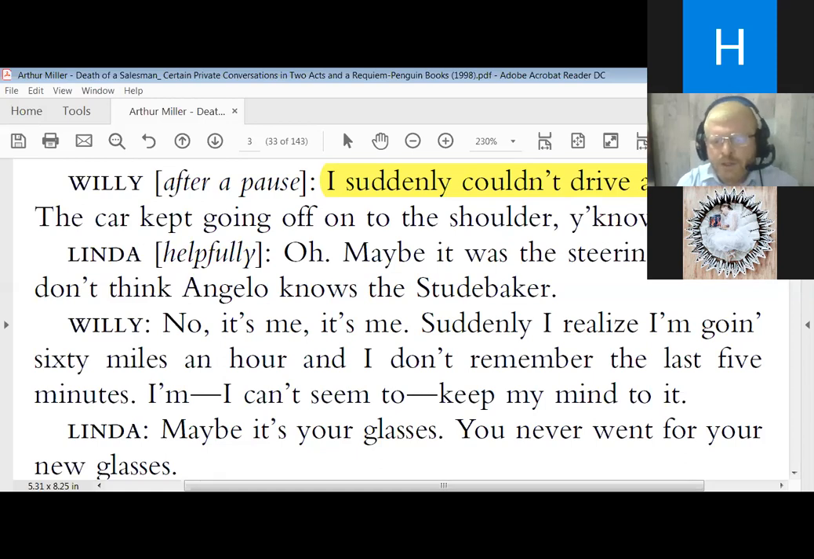At the beginning, he says he couldn't make it, and then he blames it on the coffee. Then he becomes more specific and says it was about the car, about driving. The car kept going off onto the shoulder, or maybe it was the street again. I don't think Angelo knows the steering. Sorry, again, the Studebaker. So Linda is blaming that on the steering.